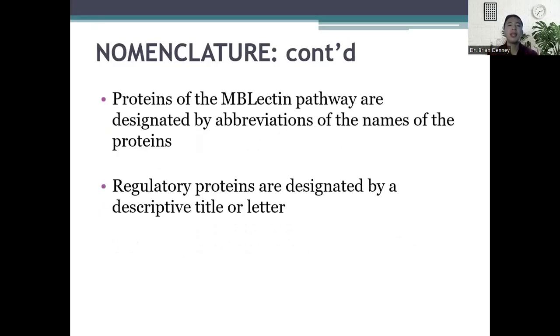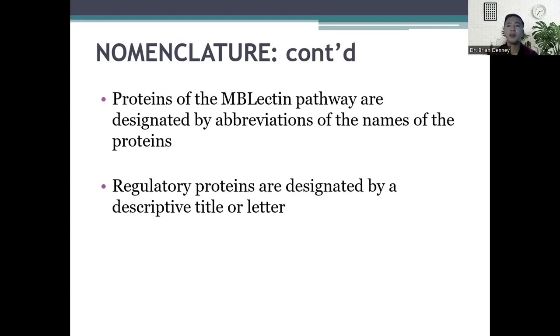Proteins of the MBL pathway are designated by abbreviations of the names of the protein. And regulatory proteins are designated by a descriptive title or letter. So let's start with the first bullet: abbreviations of the name of the proteins.